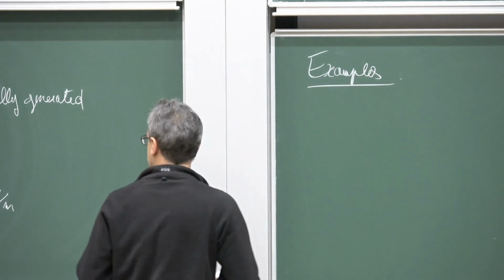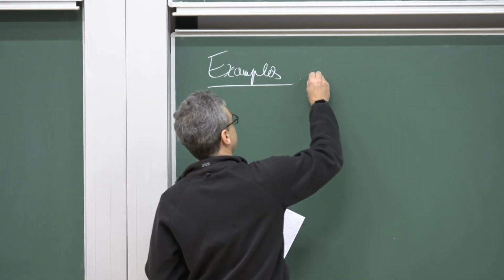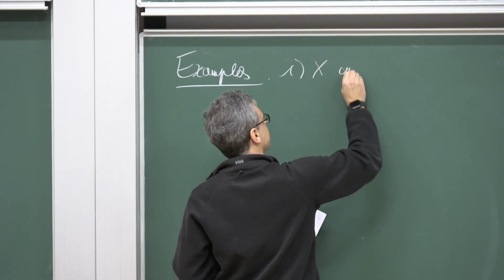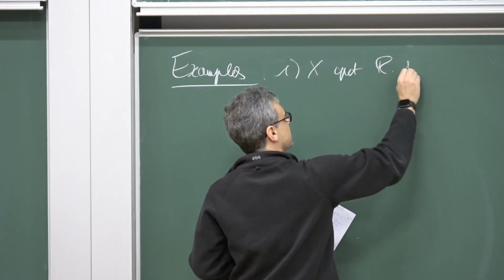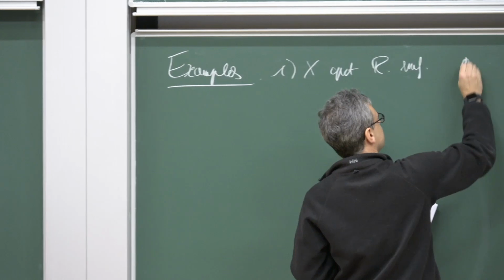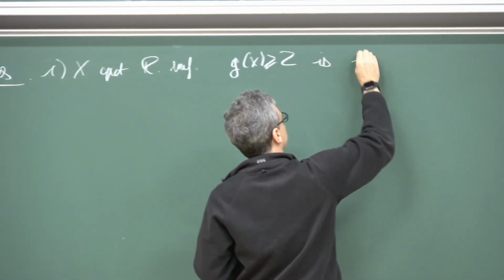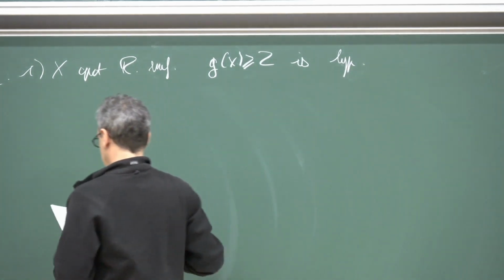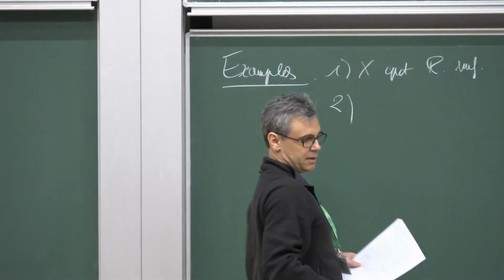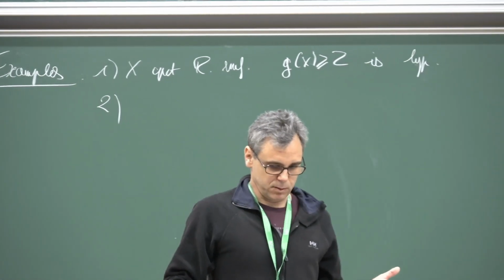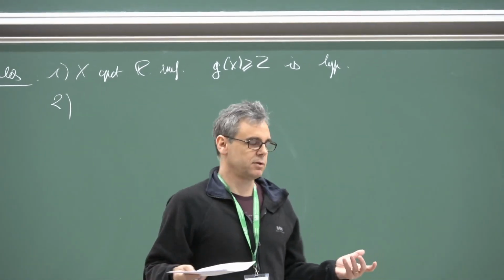Okay, so we've already seen one. X a compact Riemann surface of genus 2 is hyperbolic. So now from this, you can already construct higher dimensional examples. Just take products.